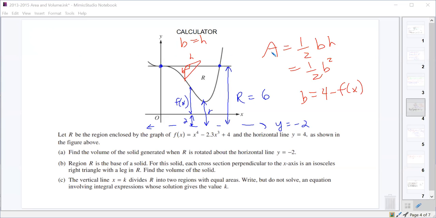Yeah. All right. And here we've got something similar to the one we looked at before. We've got a vertical line though, x equals k, that divides this into two regions with equal area. We're going to write but not solve an equation involving integrals that gives the solution to k. And so what's the area from here to k? From 0 to k, that should be half the area, right?